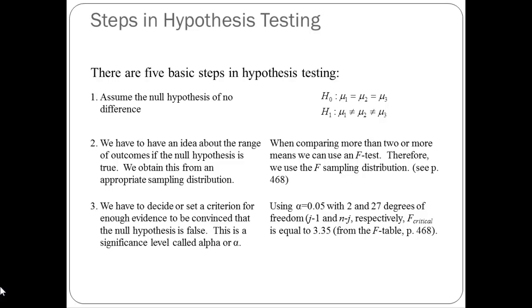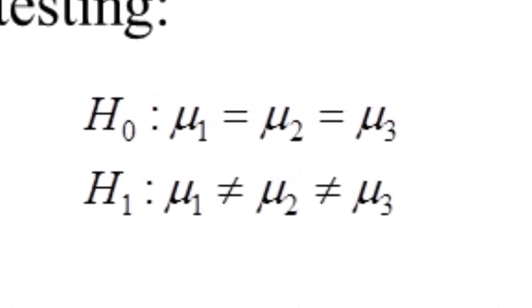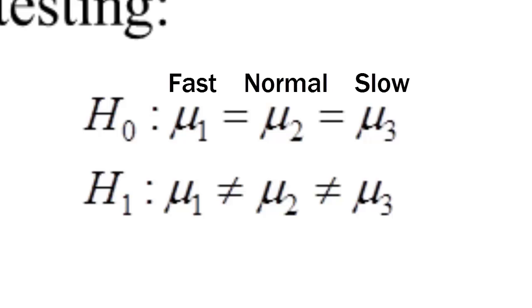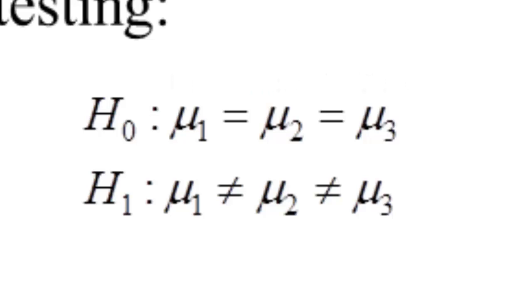Let's go ahead and look at our hypothesis test first, and then we'll show you how to calculate all the numbers. First step of hypothesis testing is to assume the null hypothesis of no difference. In this case, we're assuming that the average number of words recalled by the fast, normal, and slow group are identical. That is, mu sub 1 equals mu sub 2 equals mu sub 3. Our alternative hypothesis is that at least 2 of those means are statistically significantly different from each other, and we give that as H sub 1: mu sub 1 not equal to mu sub 2 not equal to mu sub 3.